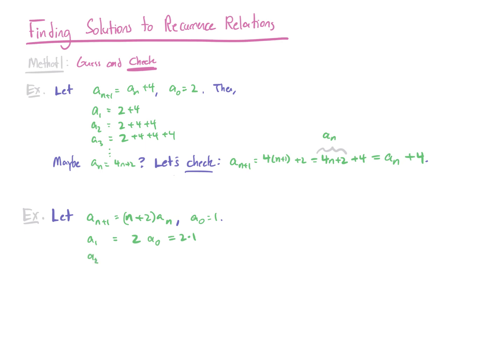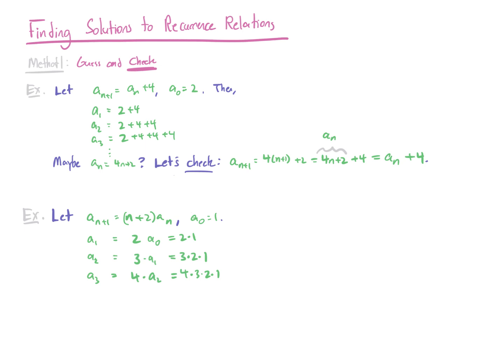a2 is equal to, so now if n plus 1 is equal to 2, n must be equal to 1. So n plus 2 is 3 times a1. And we know that a1 is 2 times 1, so this is 3 times 2 times 1. Let's do one more, a3. Now it's going to be 4 times a2, which is equal to 4 times 3 times 2 times 1. So around here, we might have a guess, hey, it looks like the factorial function is involved somehow.